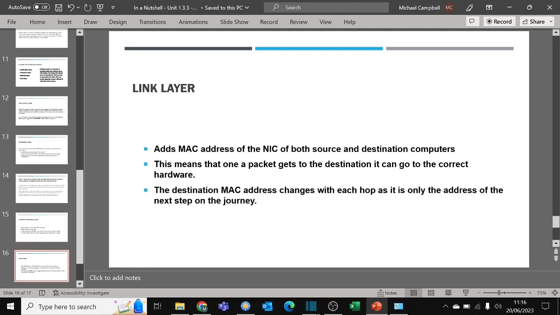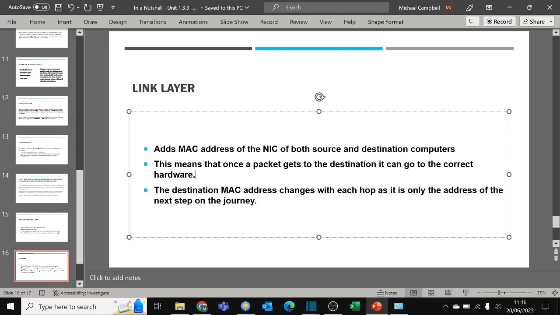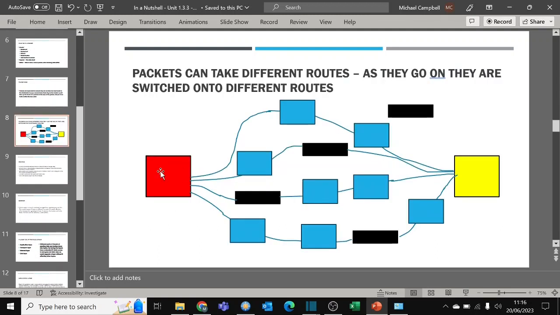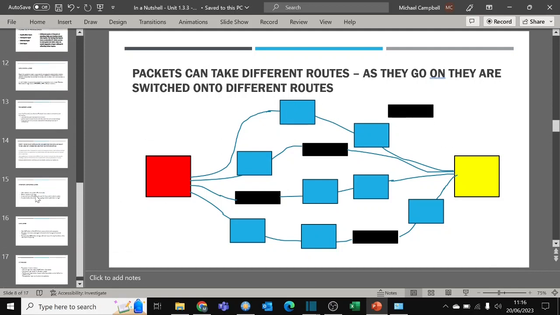The link layer adds the MAC address of the network interface cards of both the source and destination computers. This means that once a packet gets to its destination, it goes to the correct hardware. The destination MAC address changes with each hop. It is only the address of the next step in the journey. So on here, this would put the MAC address of this router as destination, and it would keep going until we get to here, adding the MAC address of the next hop. Okay, where are we up to?